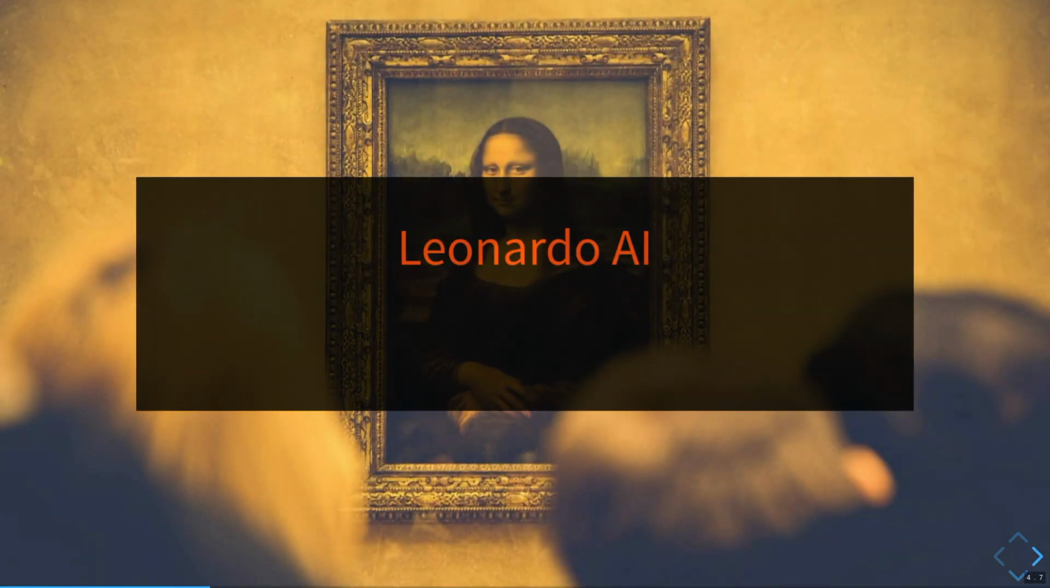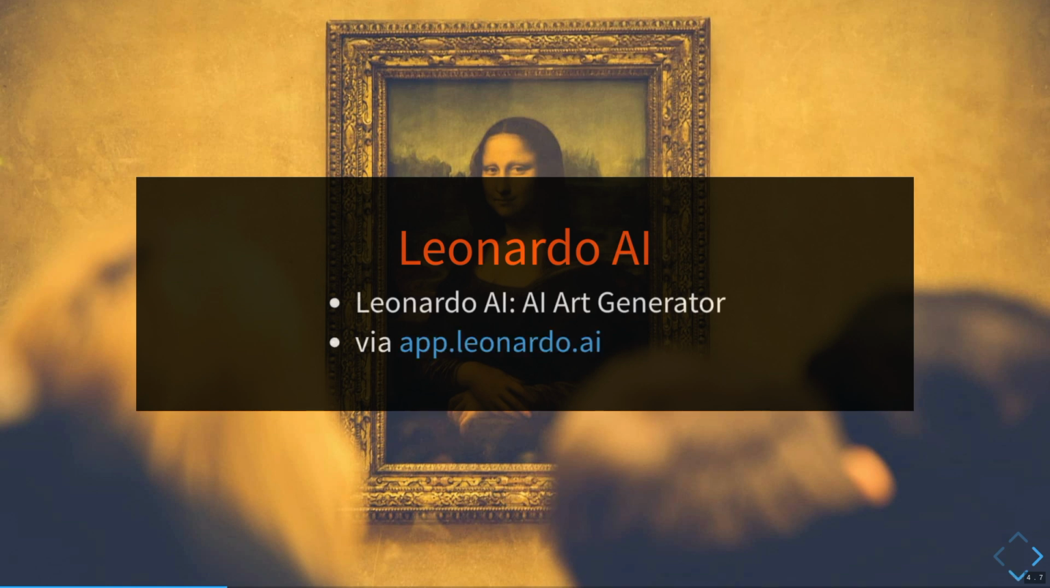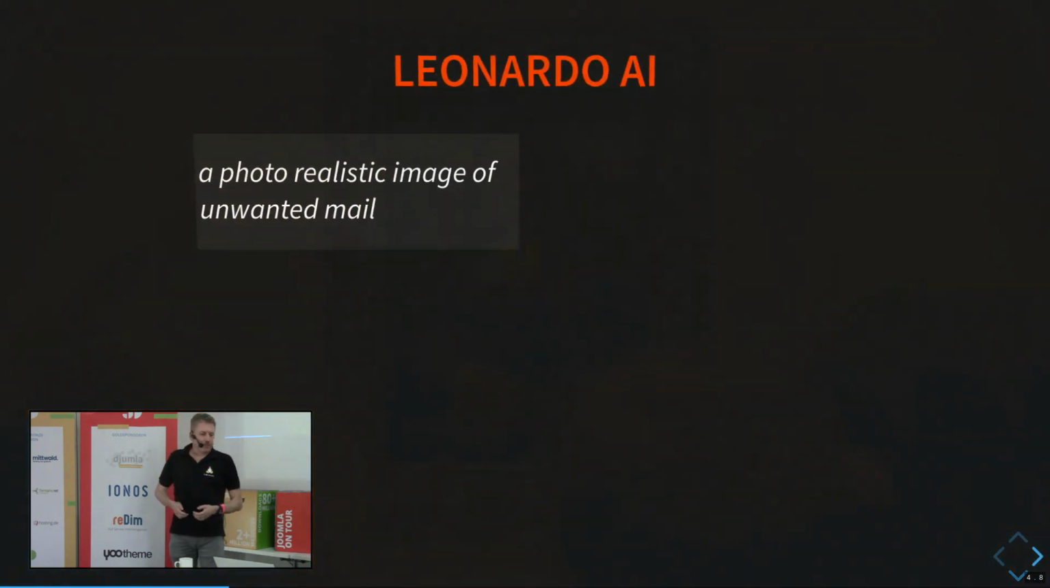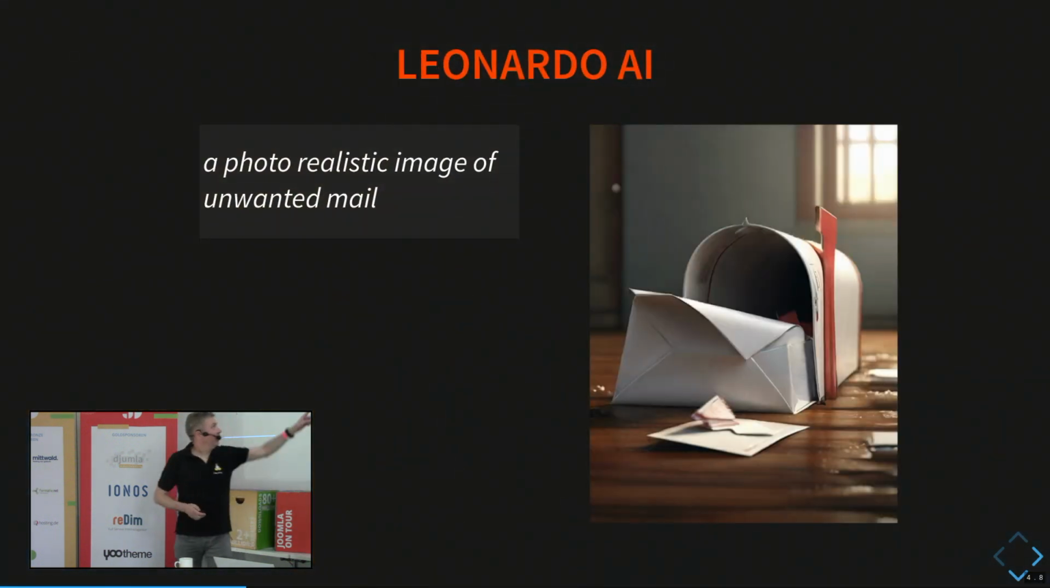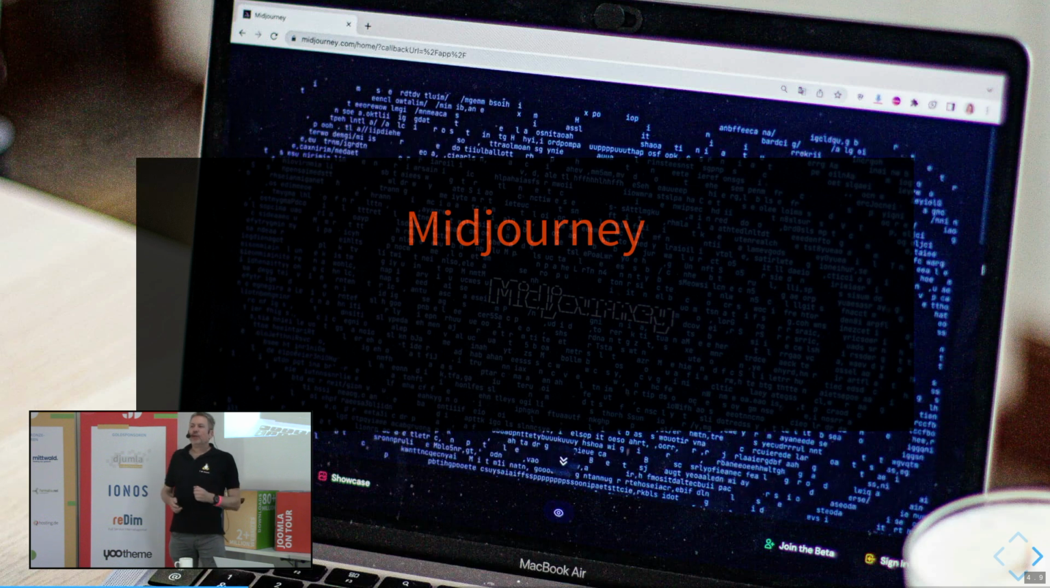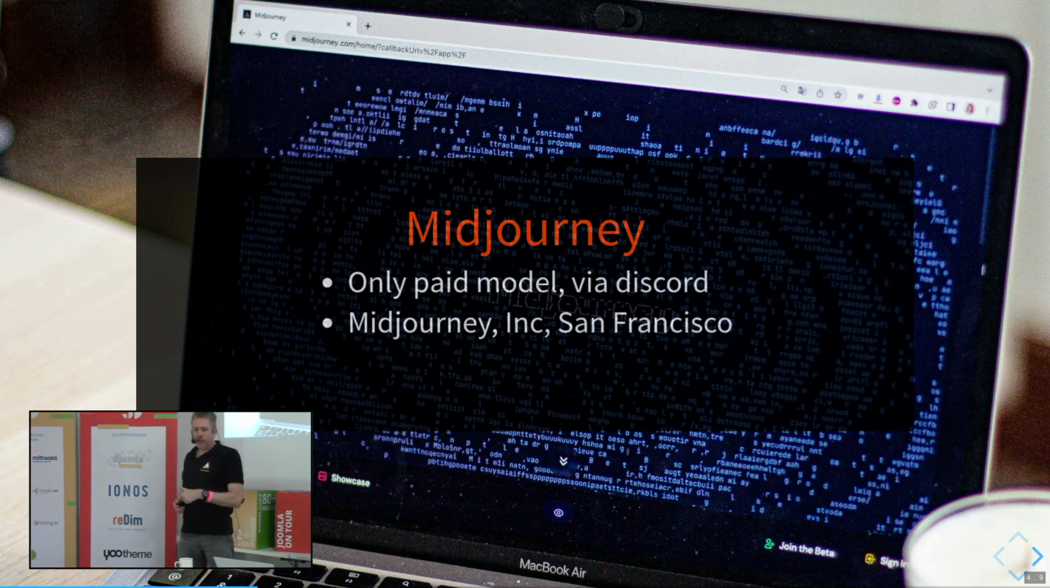There is something called Leonardo AI. It's an art generator. You go to app.leonardo.ai. If you go here, you get 50 tokens, or 50 credits, I mean, and you can generate images. And when you're out of credits, the next day you can return and do it again. So this is what Leonardo produced.